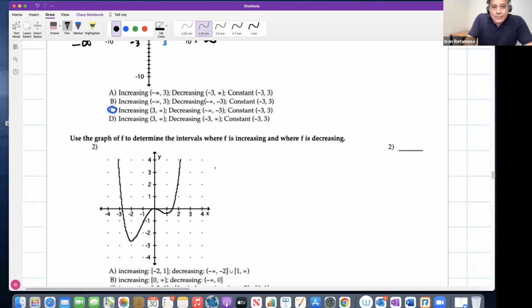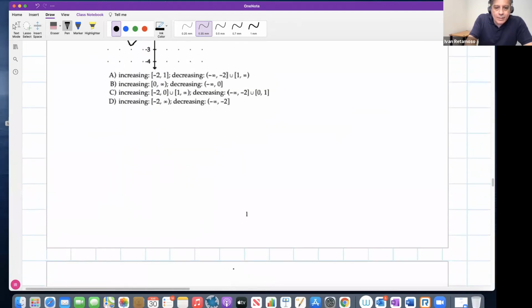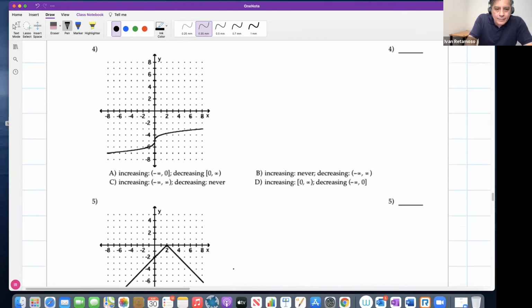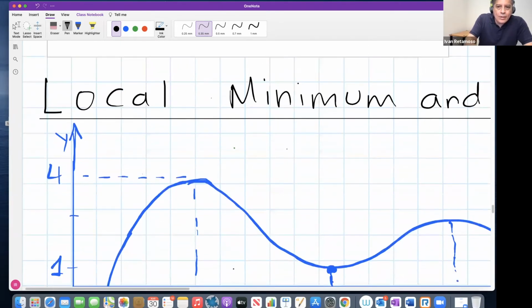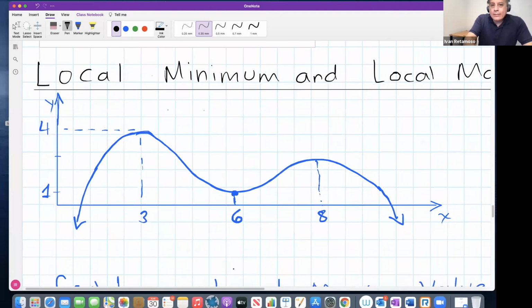All right. Now this one you can do at home; it's similar: increasing, decreasing, increasing, decreasing, increasing. Let me talk now about local minimum and local maximum. These are easy too. Okay, to secure this part.